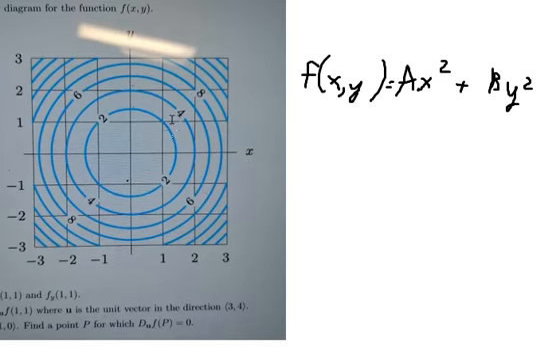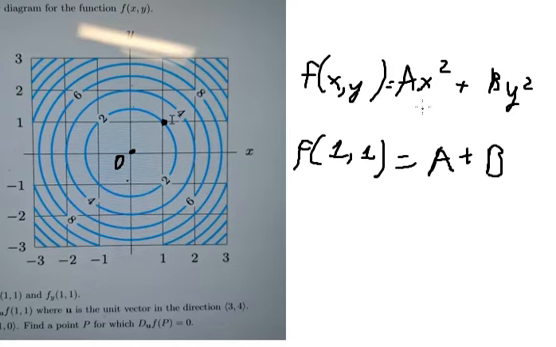Now I will choose one point here. This is (0,0), so this point should be (1,1), because this is number 1 and this one is number 1. So we put number 1 in here, and we have f of (1,1). We get A plus B, because one squared is 1, so we just simplify it to capital A and capital B. If we look carefully, we have number 2. That means f(1,1) equals 2. Now we have one equation.